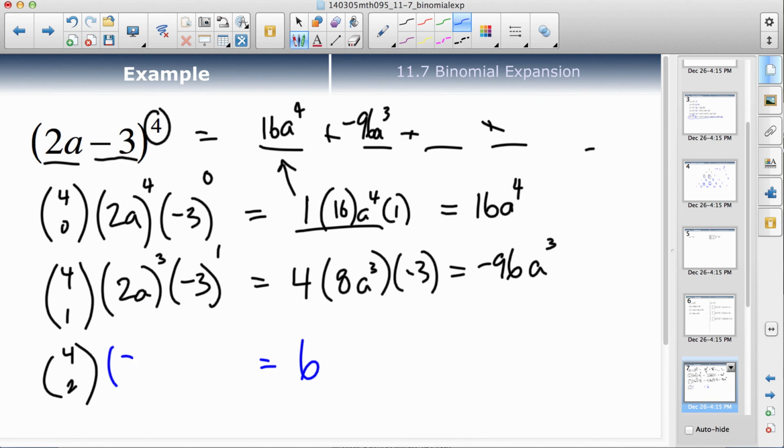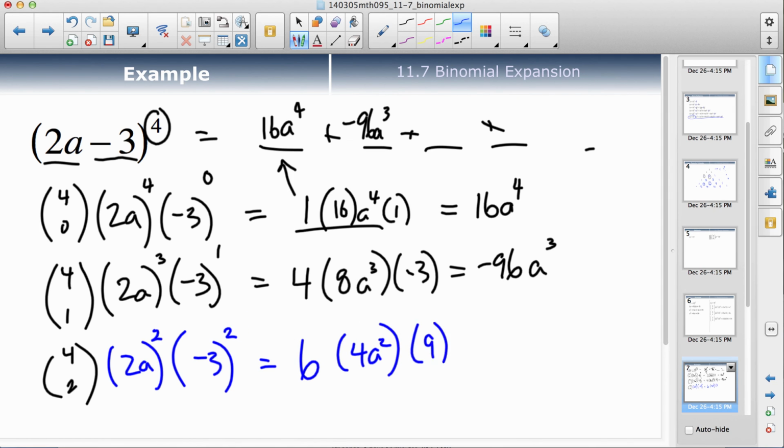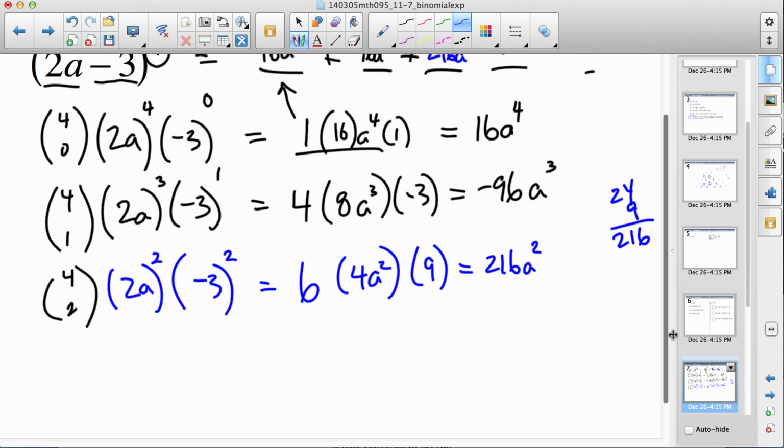Well, this I need to do. So it's 2a, and this one has to be a 2, and then negative 3, and this one has to be a 2. So 2a all squared would be 4a squared, and negative 3 squared would be a 9. So now I have to go 6 times 4 is 24, and 24 times 9 is 216. So this will be 216a squared. So that is my third term right there, 216a squared. And you just keep going with that same idea.